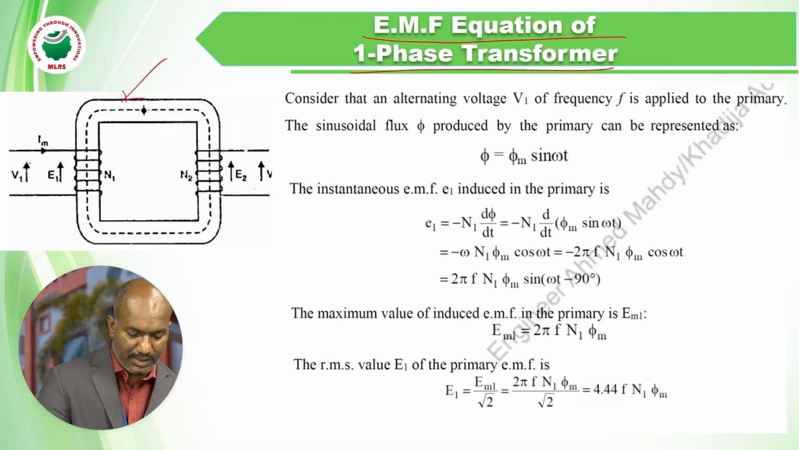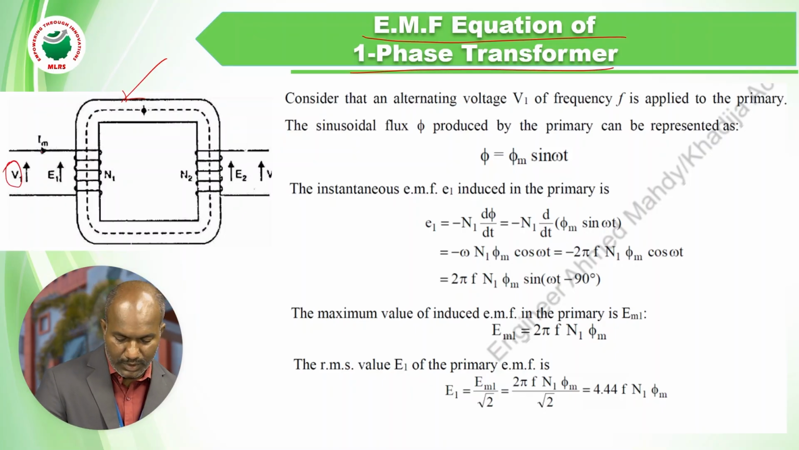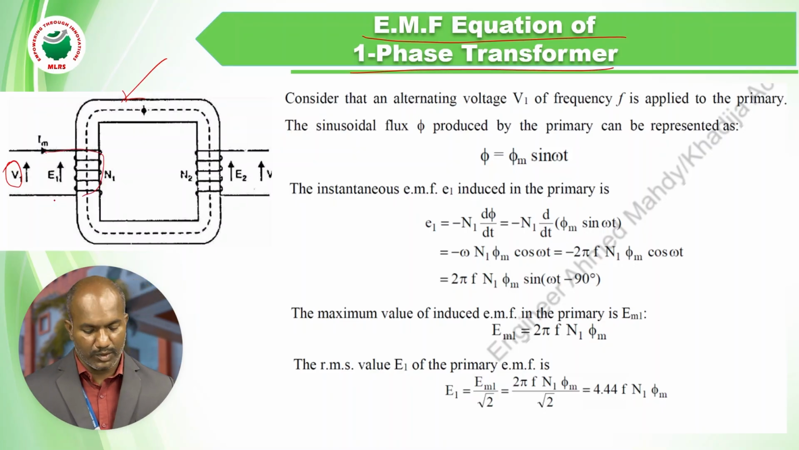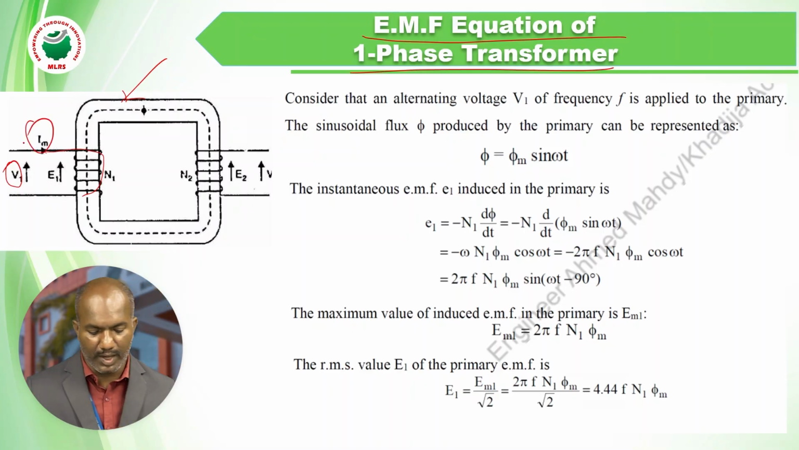So the primary winding is connected to a supply of voltage V1. Now it is going to give some current through the primary winding because of this voltage. Let us suppose that current is Im, the magnetizing component of current. Now this current carrying conductor produces flux which travels through the transformer core. According to Faraday's law of electromagnetic induction, an EMF is induced in the secondary winding because the flux is linking with the secondary winding.